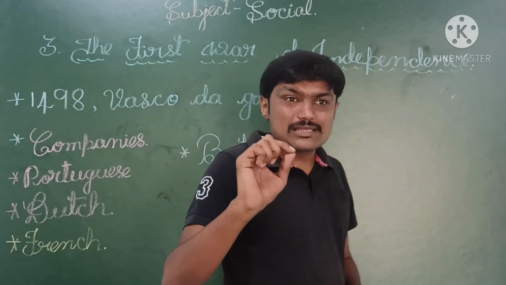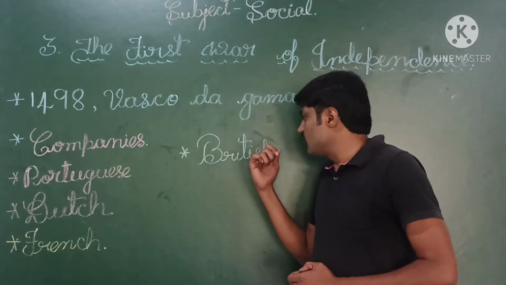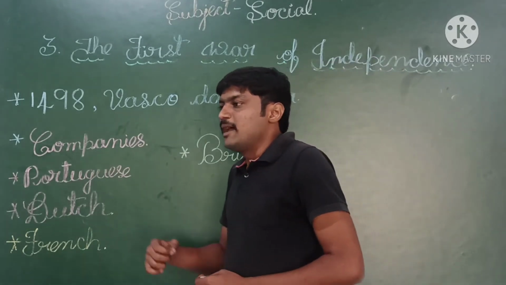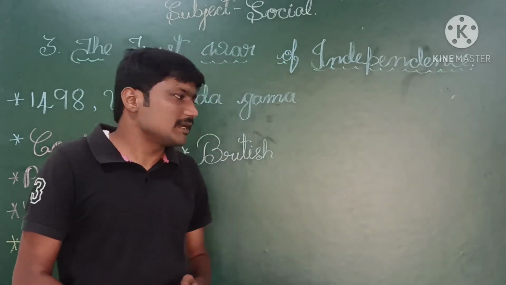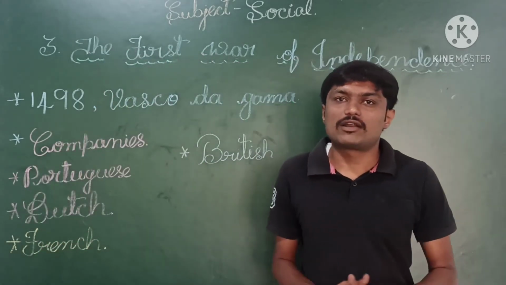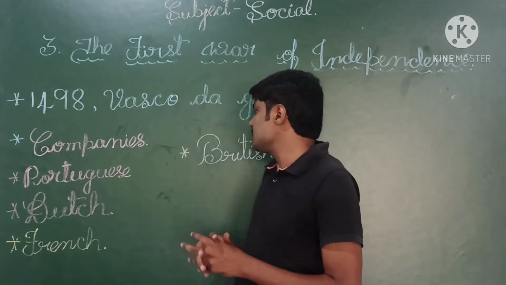The reason for the success of British rule in India is the intelligence of the British. They sent many viceroys and governor generals to our country. They made the British rule very strong in our country. Because of that, they ruled our country for around 300 years.